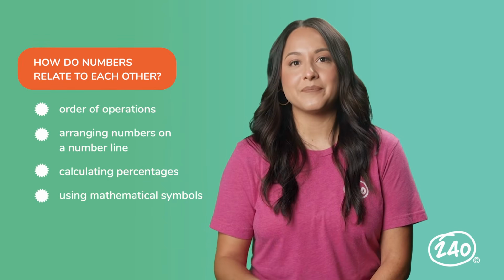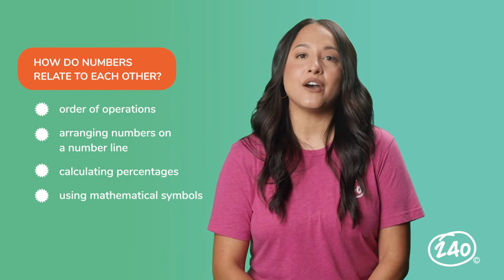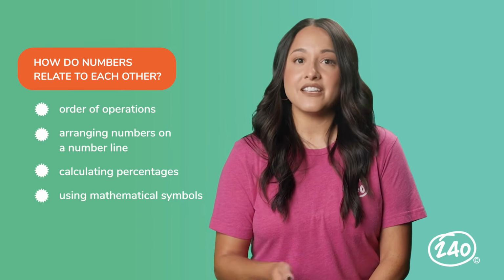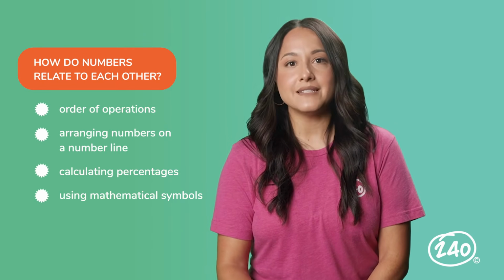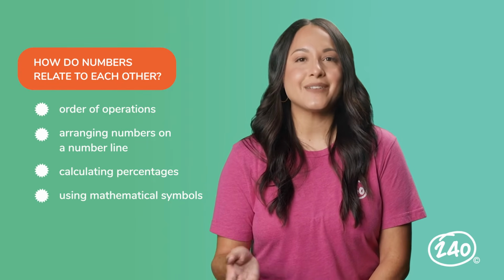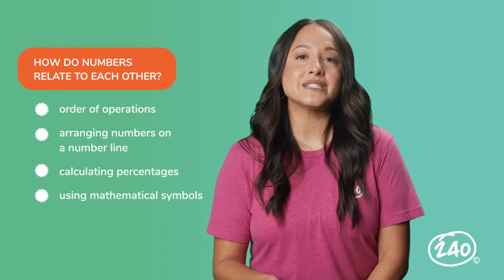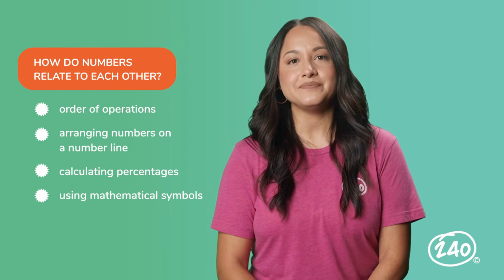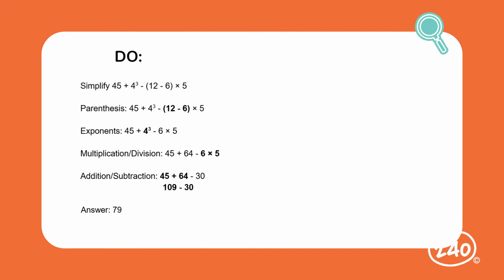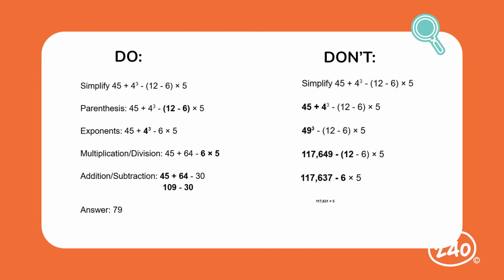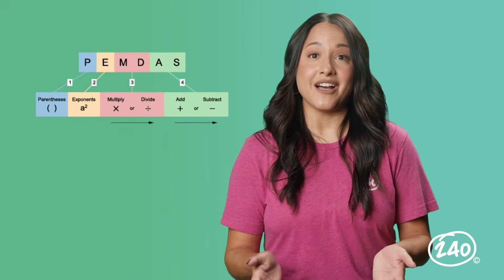Number sense is just a fancy way of asking, how do numbers relate to each other? This includes making sure you know how to use the order of operations, arrange positive and negative numbers, fractions, and decimals from smallest to largest, calculate percentages, and use basic mathematical symbols like greater than or less than. So, for example, you might be given a problem and need to use the order of operations to solve for the correct answer. Trying to solve the problem without using the order of operations would leave you with the wrong answer, so it's all about knowing which steps to do first. To make sure you solve problems in the right order, remember PEMDAS.